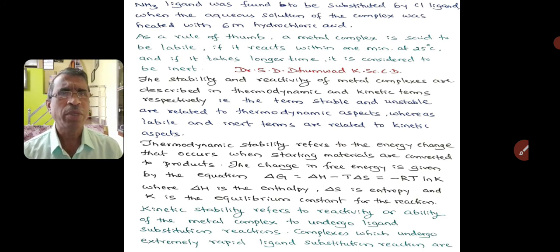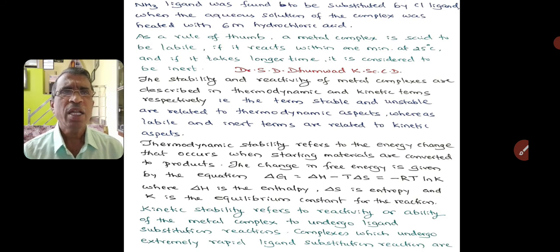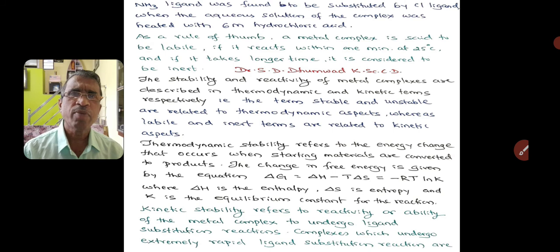As a rule of thumb, a metal complex is said to be labile if it reacts within 1 minute at 25 degrees centigrade, and if it takes longer time, it is considered to be inert. This statement tells us which complex I should call labile and which complex I should call inert. What is the condition for that? As a rule of thumb, the condition to be labile is that the complex reacts within 1 minute at 25 degrees centigrade. And if it is not going to react within 1 minute, that complex is considered an inert complex.